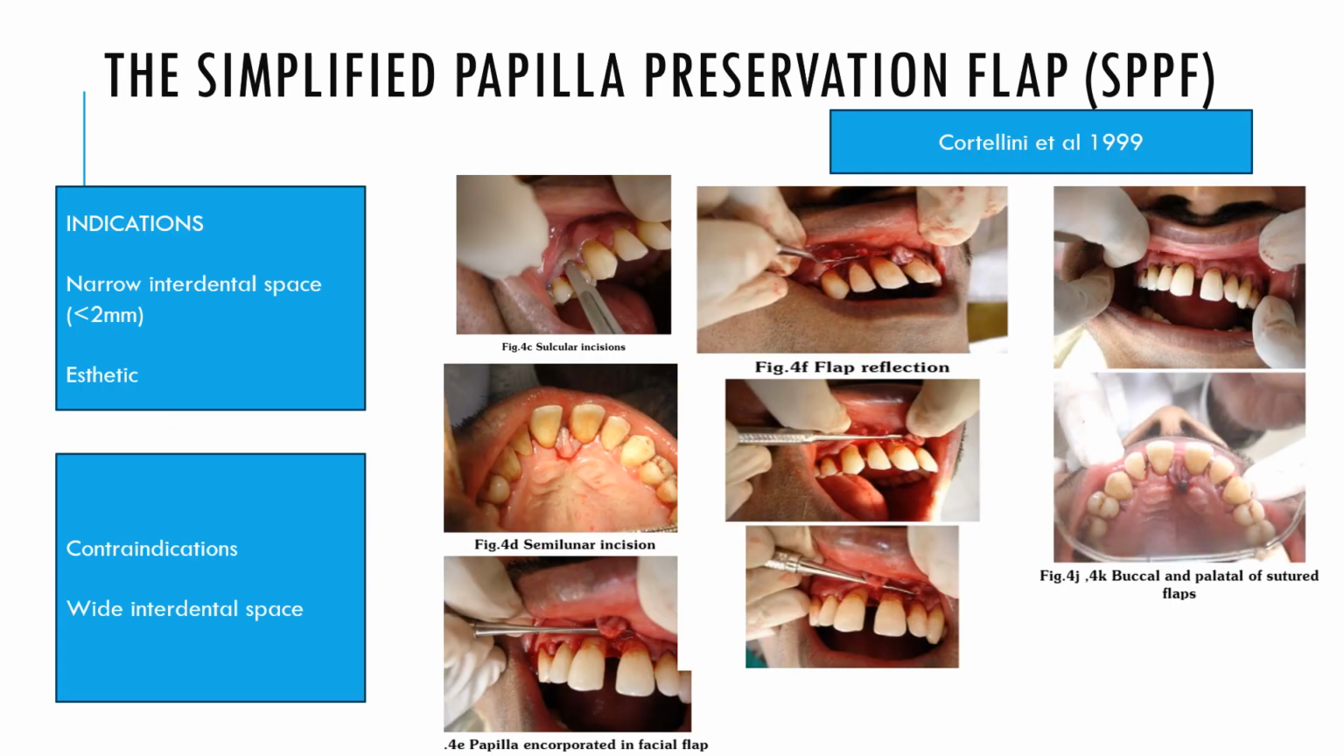Moving on to the simplified papilla preservation flap, it was given by Cortellini et al. in 1999. This is indicated for a narrow interdental space of less than 2 mm and for any aesthetic consideration.